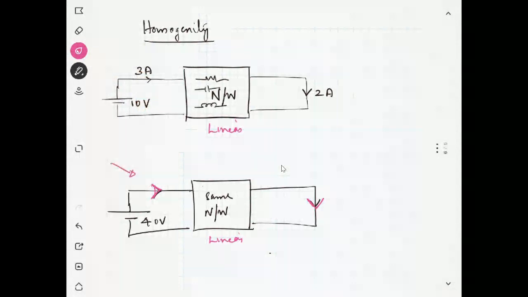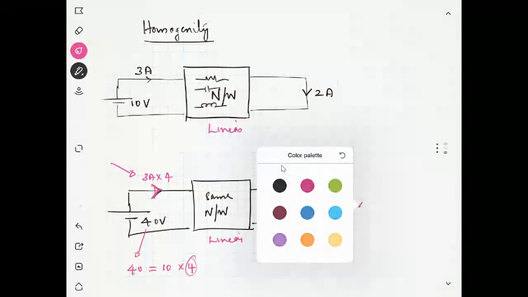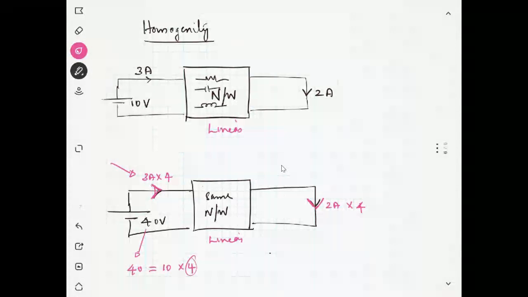12 ampere. It will be, yes, because you see here, this 40 is nothing but you have a 10 volt and you multiply with 4, right? So you can multiply this current also, 3 ampere, with 4. And you have the old current 2 ampere, you can multiply with 4. So the current here will be equal to 8 ampere.